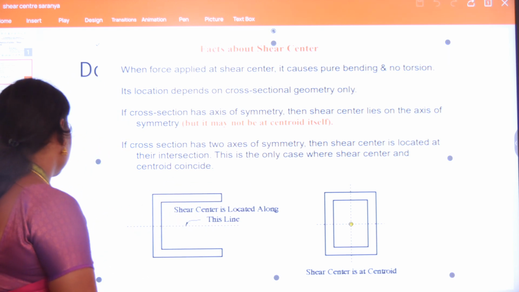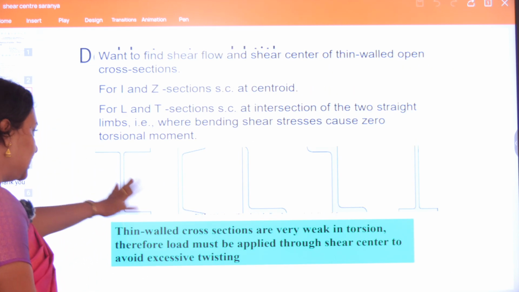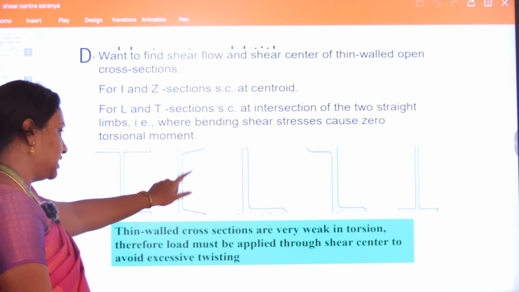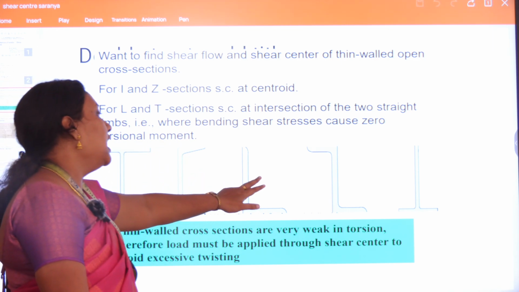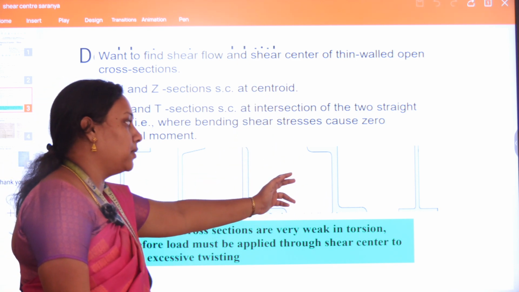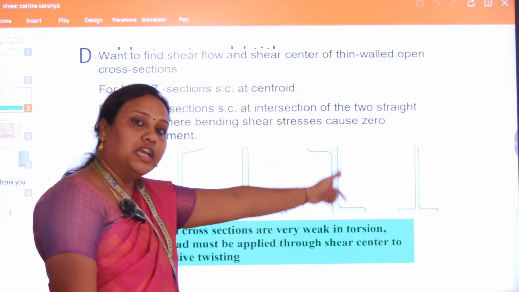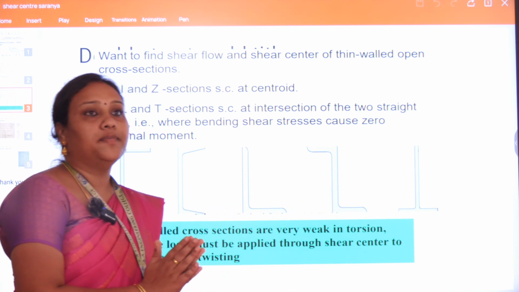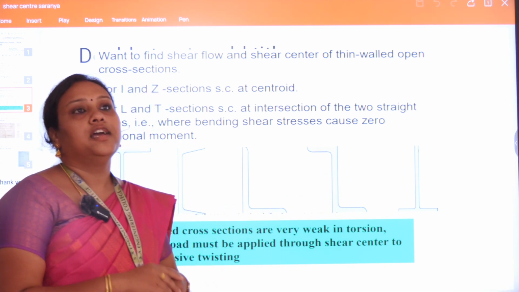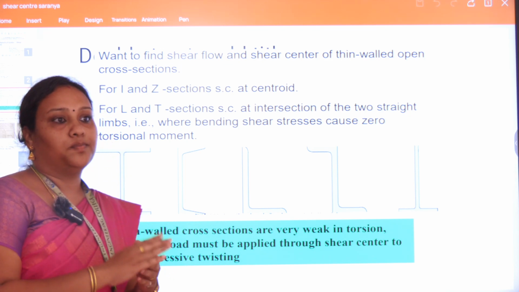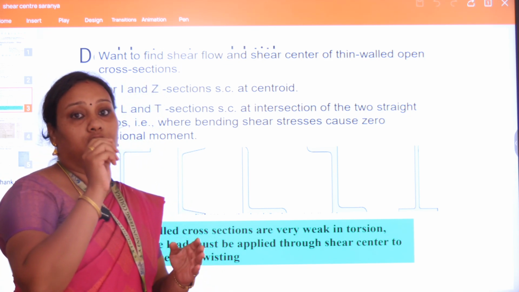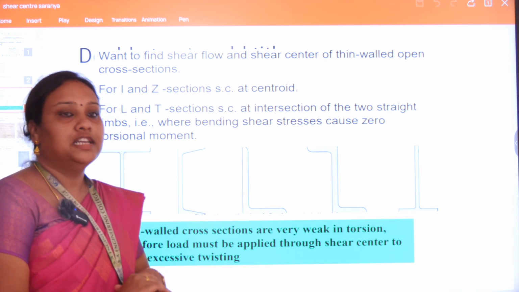There are many other sections where it is symmetrical. Say for example, this I section, it is symmetrical about both axes. This channel section, it is not symmetrical about any axis. Angle section is also not symmetrical about any axis, whereas Z section, it is symmetrical about one axis. T section, it is symmetrical about one axis. When the cross-sectional element is symmetrical about one axis, then the shear center lies along the axis of symmetry but not coinciding with the centroid of the section.